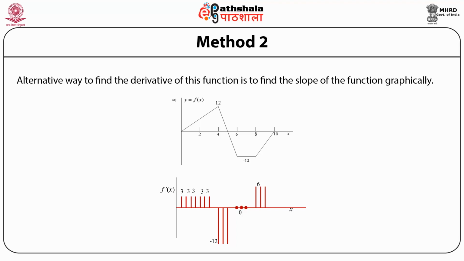Then it changes from 12 to minus 12. Then the slope is going to be minus 12. And it stays like that for some time. Then it becomes 0. Then it becomes 6.